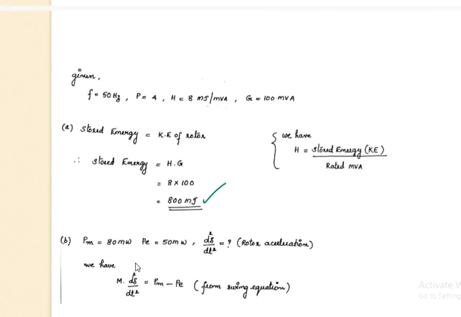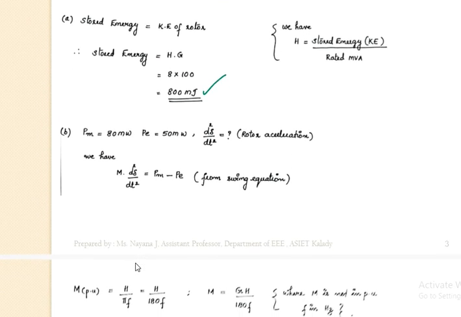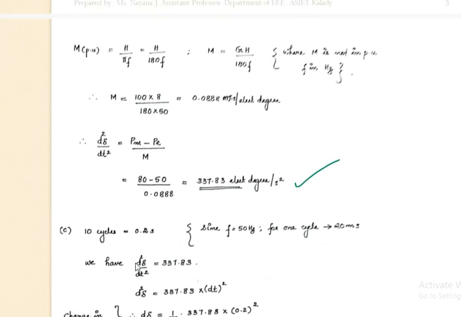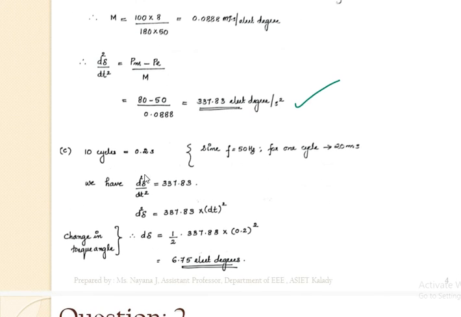Now let's see what is given: 10 cycles. What does 10 cycles mean? It would be 0.2 second, because we know that at 50 hertz, one cycle is 20 milliseconds. So for 10 cycles you will have 0.2 second.